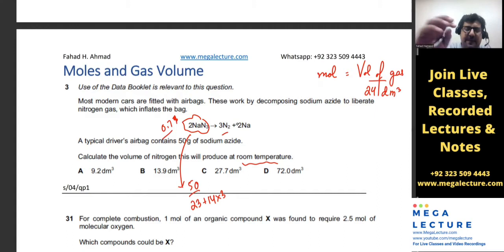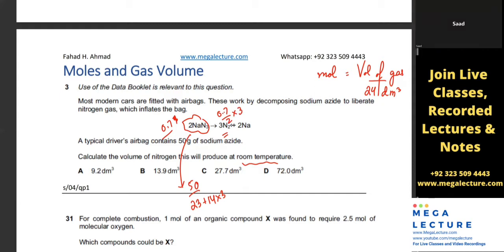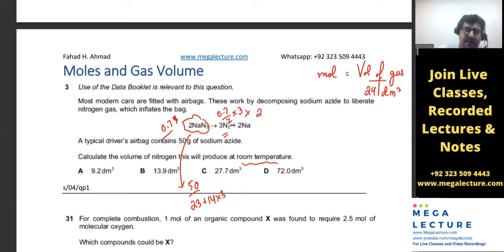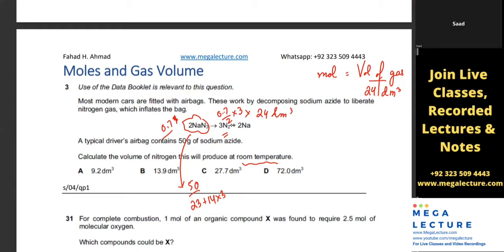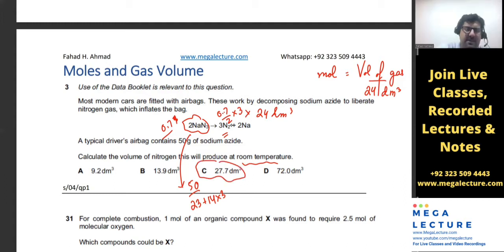So what are the moles of N2? That's going to be 0.7 divided by 2 multiplied by 3. What do you get? 1.05. Okay, also multiply it by 24 dm cube, you'll find the volume of gas, right? 25. I think the closest is this one.